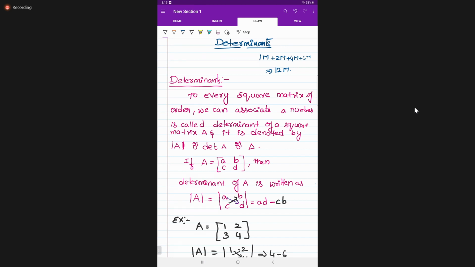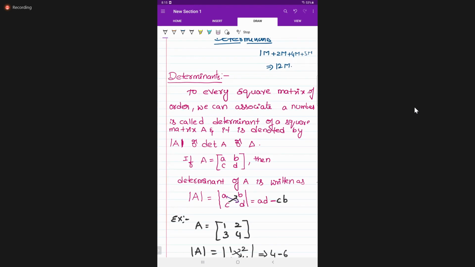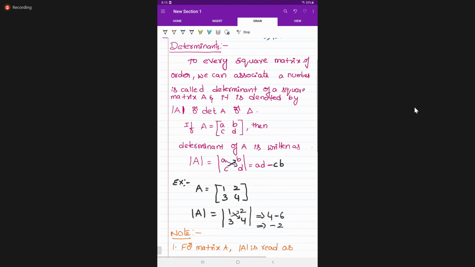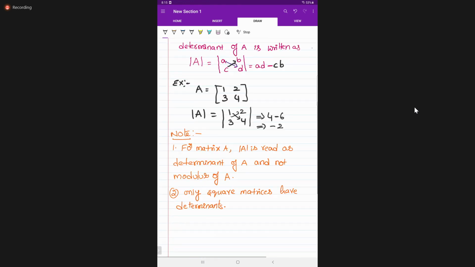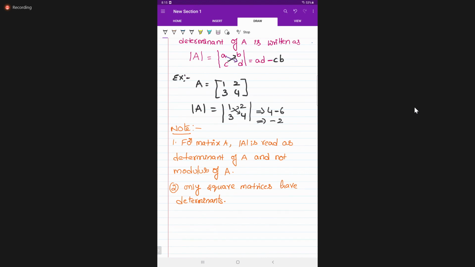Ma'am, can you explain the determinant? Generally, what is a determinant? Here we take a square matrix, 2 by 2 or 3 by 3. In a determinant, we take two straight lines to associate the numbers 1, 2, 3, 4. Now you just have to expand this determinant. In matrices, we cannot expand. In determinants, we can expand. That is the only difference between these two.